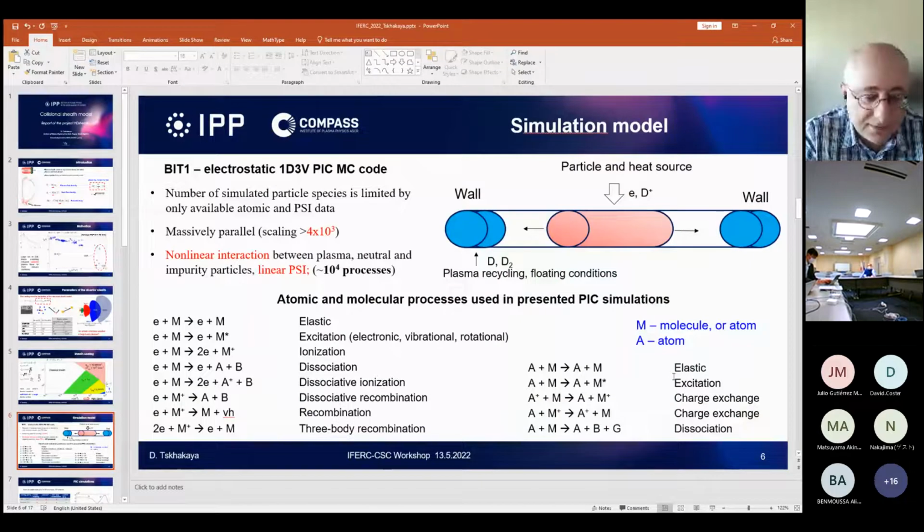And in order to study this effect, we consider a particle-in-cell model, BIT1, which is electrostatic 1D3V. The geometry is given here. It's quite simple, a flux tube code. This is a plasma bounded by two divertors. You have a particle source and heat source in the middle area, and then particles propagate along the magnetic field towards the divertor plates, and then you have plasma recycling and sputtering of impurities.